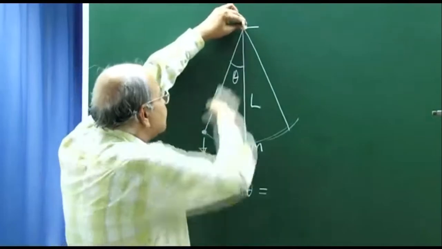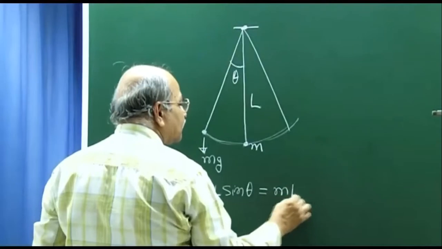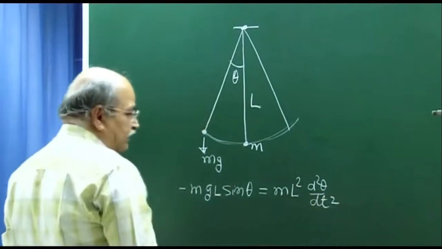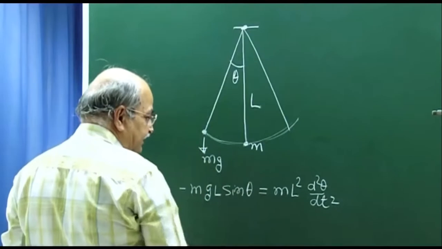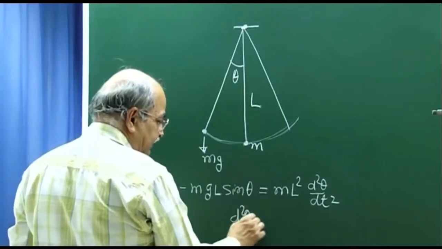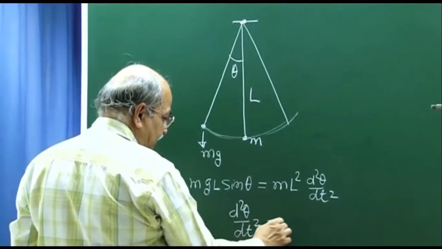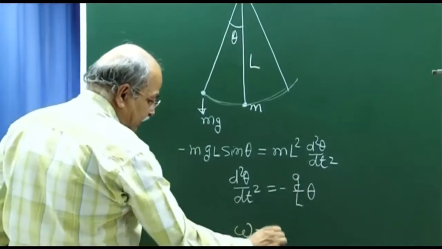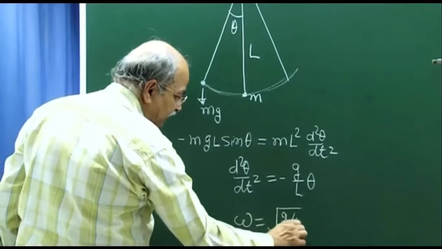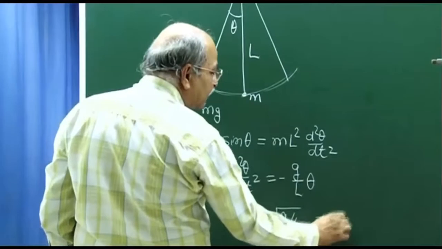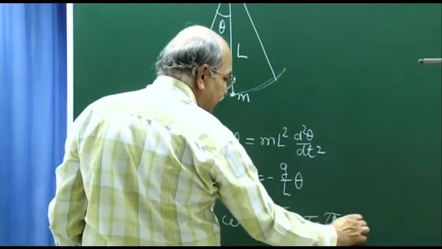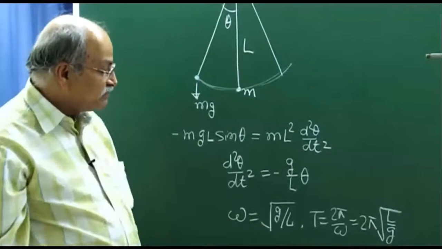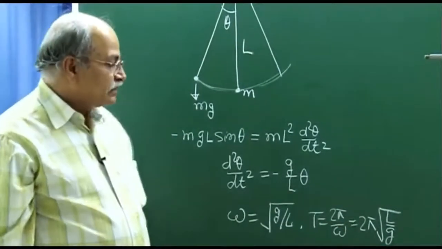Remember, here is the axis of rotation. So, this distance is L. So, it is m L square times d2 theta by dt square. And then you say that theta is small, so sine theta can be written as theta, and then d2 theta by dt square is equal to minus g by L theta, and hence omega is square root of g by L. And if you need the time period, it is 2 pi by omega, and that is 2 pi square root of L by g. The standard formula for the time period of a simple pendulum that one studies in schools.